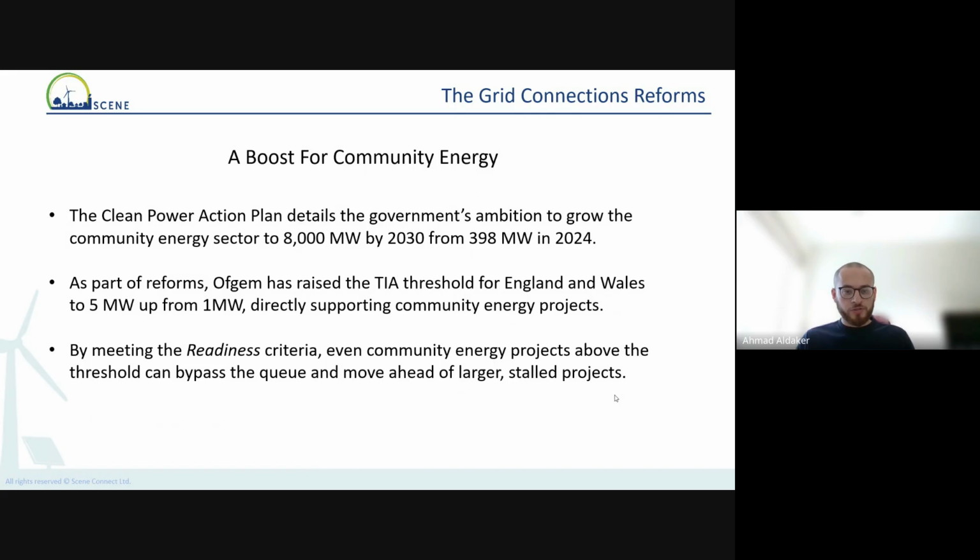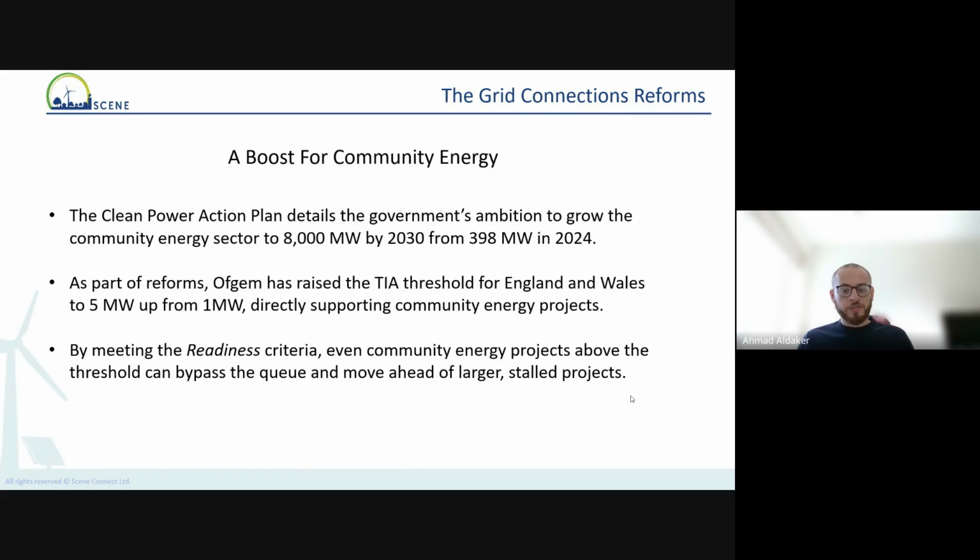The government's strategy, which is detailed in the action plan, guides this approach to deliver the clean power objectives. And one of the things it sets out is an ambition to grow the community energy sector significantly. So we're currently at about 400 megawatts in 2025, and it wants to take that to 8,000 megawatts by 2030. It's quite a jump. The reforms we're talking about are already accelerating the rollout of community energy projects.